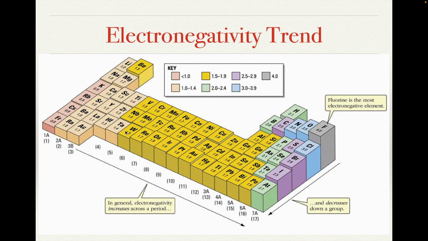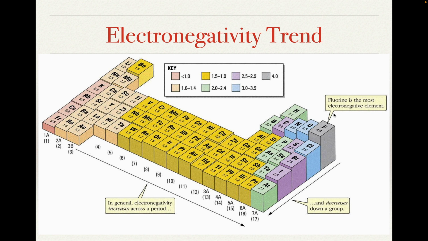Now, here's the actual trend. If we take a look at it, you'll notice francium, cesium down in this corner, very, very small numbers. They're not good at gaining electrons at all. As we move across the table, generally speaking, they stay pretty flat through most of the transition metals, and then they spike, and they get much higher here.